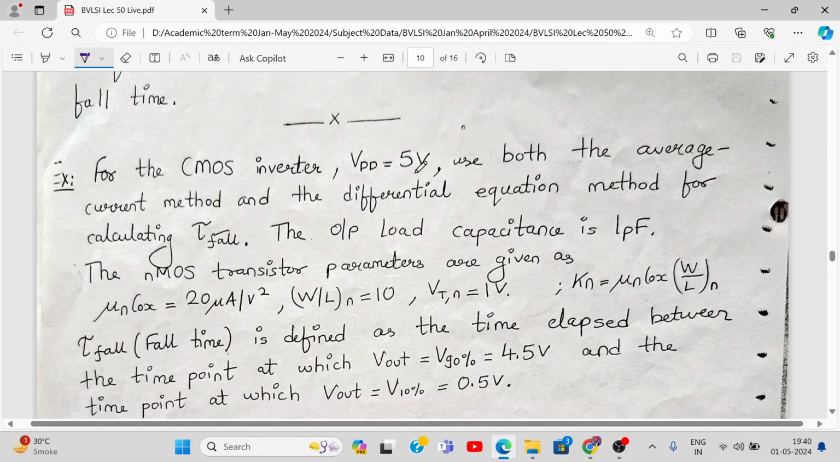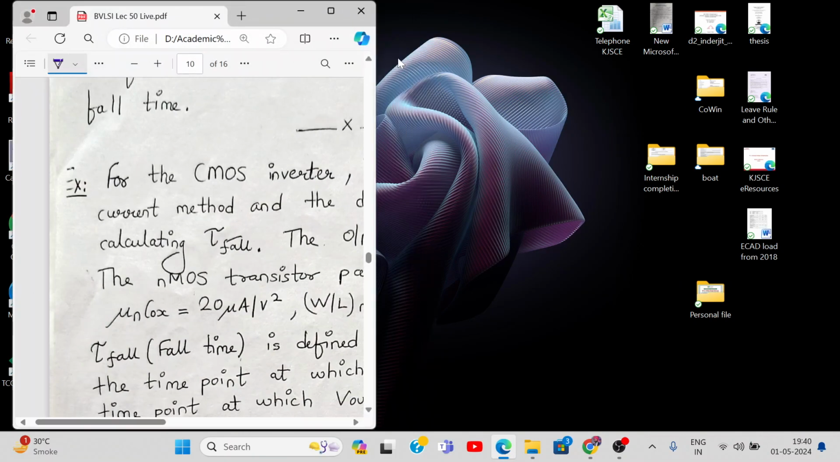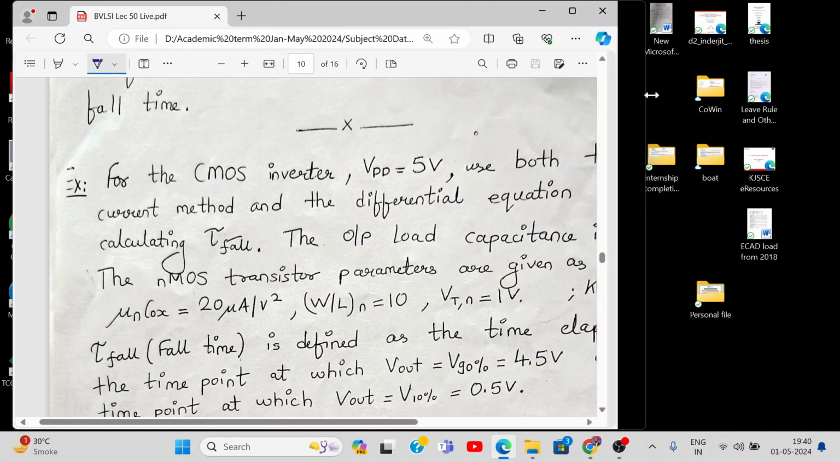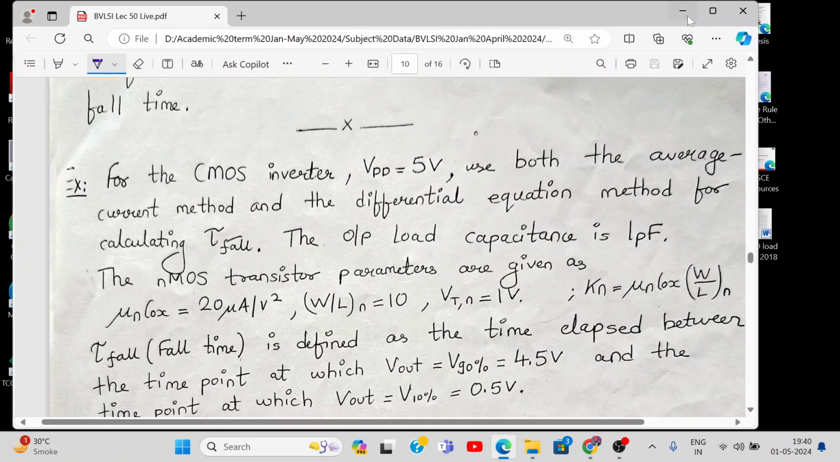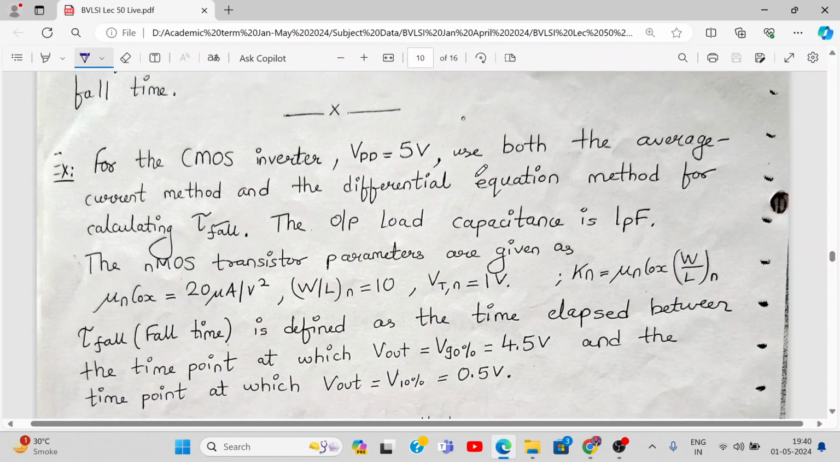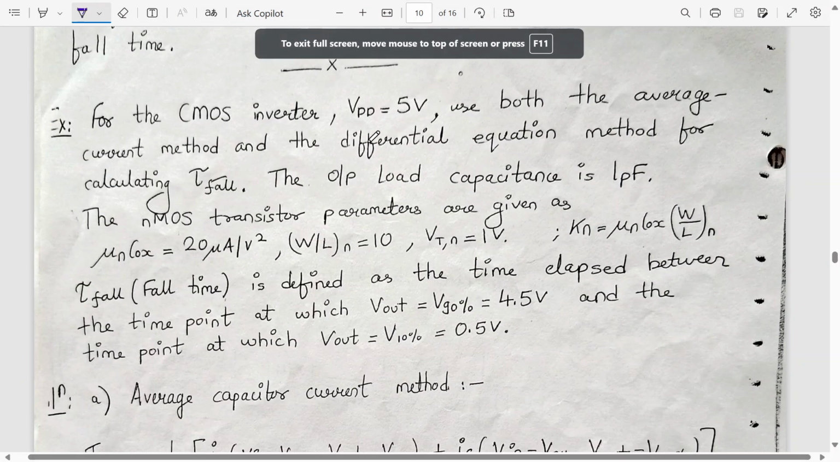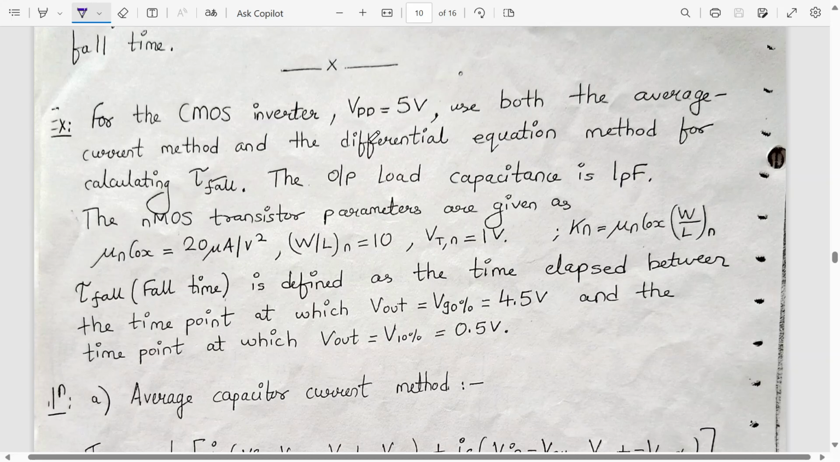For a CMOS inverter, VDD is 5 volt. Let me just use this PDF itself. So for a CMOS inverter, VDD is 5 volt. Use both the average current method and the differential equation method for finding T fall. T fall is from 90% to 10%.